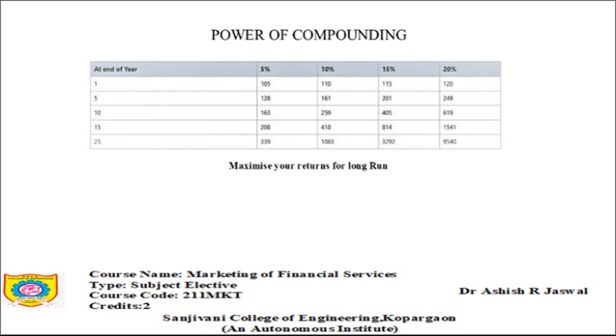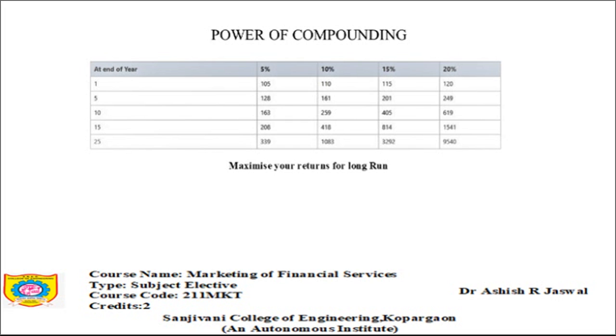That is the power of compounding interest. Just imagine 100 rupees invested, what is going to happen after 25 years, and the power of compounding says it will maximize returns in the long run. That is the benefit which we need to understand with the term called power of compounding.